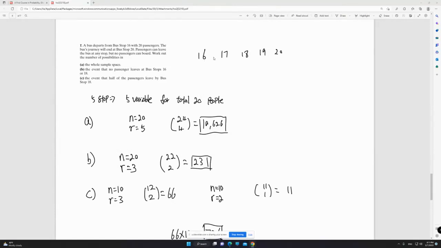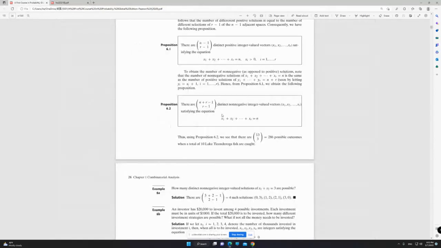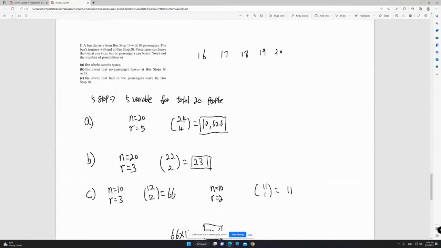So there's 5 stations from 16 to 20. That implies 5 variables for total 20 people. And by 6.2, using this formula, we got 24 choose 4. And that's equivalent to 10,626. For the part B, the event that no passenger leaves at bus stop 16 or 18. So there would be total 3 stations. So it would be 22 choose 2.